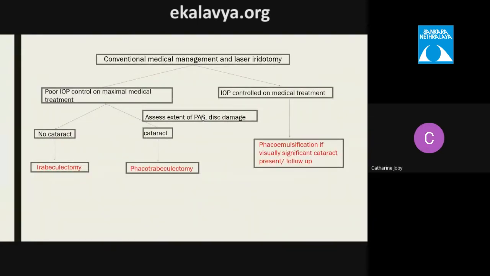Once the medical management and laser peripheral iridotomy is done, we have to check the IOP control. If the IOP is controlled on medical management, we can follow up the patient on regular basis if there is no cataract, or if there is visually significant cataract, we can go ahead with phacoemulsification. If there is poor IOP control on maximal medical treatment, assess the extent of peripheral anterior synechiae and disc damage. Then, based on the lens status, if there is no cataract, go ahead with trabeculectomy. And if there is cataract, we can do a combined procedure as phacotrabeculectomy.